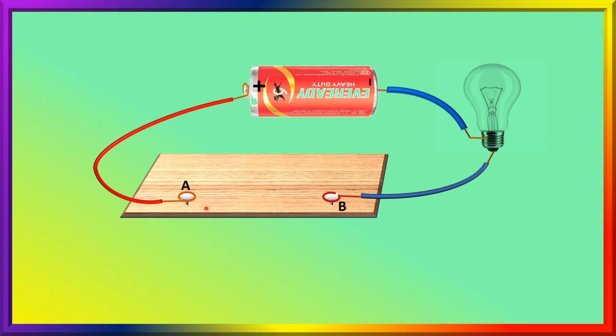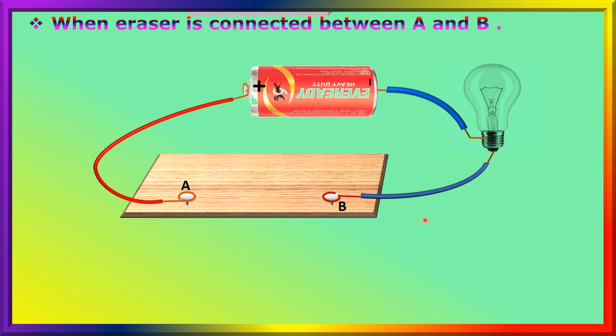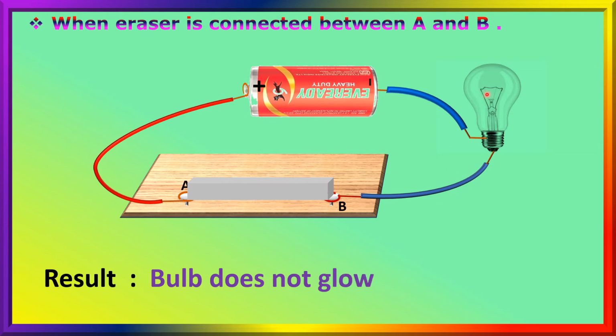Next, let us connect eraser between A and B. See here. When eraser is connected between A and B, does the bulb glow now? No. Bulb doesn't glow. What is the result? Bulb does not glow. That means eraser is an insulator. It is an insulator because it doesn't allow the current to flow through it. Okay.